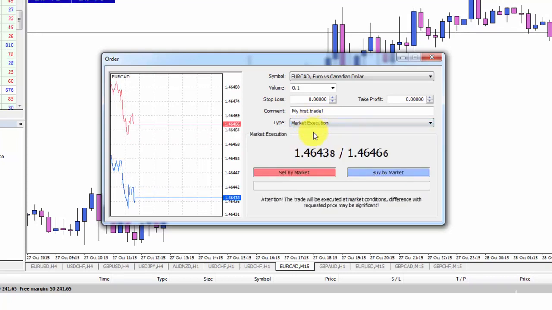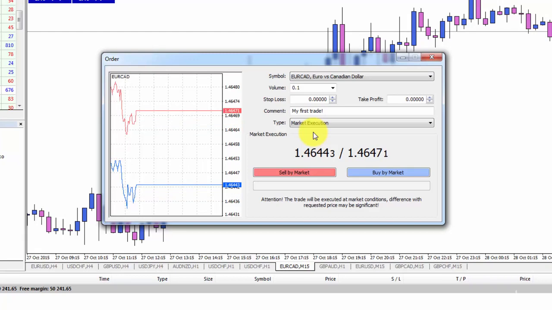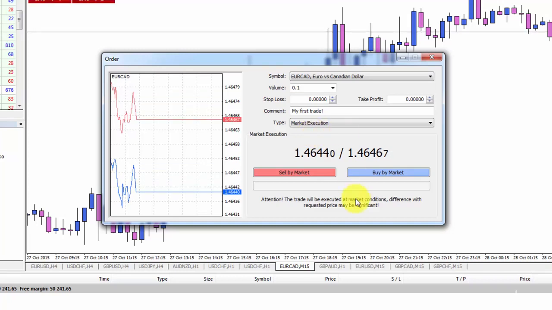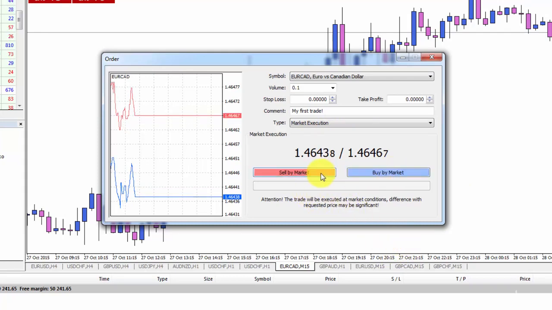Market execution basically means that the order will be created right away. There won't be any conditions that are required for the order to come to life. It means that as soon as you click this button, sell or buy, it'll be created. And all you have to do now is select sell or buy.